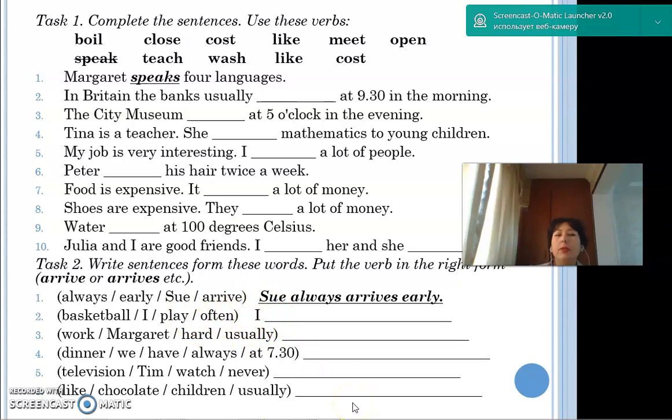So, dear students, you have 3 minutes to complete this task. What are you going to do? To write sentences from these words and to put the verb in the right form, like arrive or arrives. How many minutes do you have? 3.